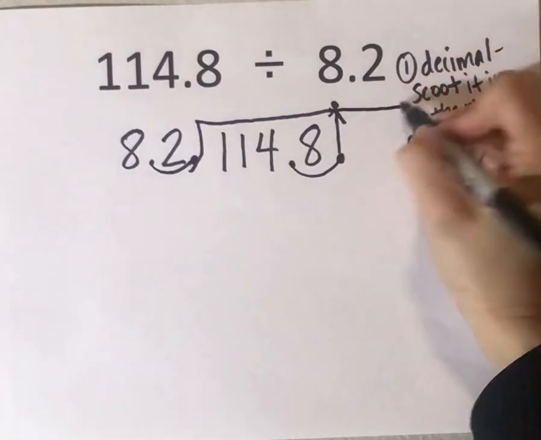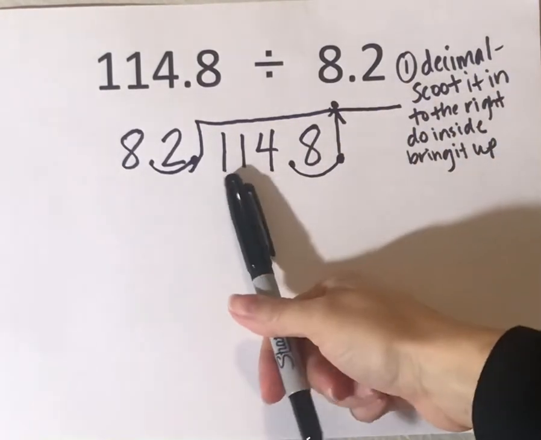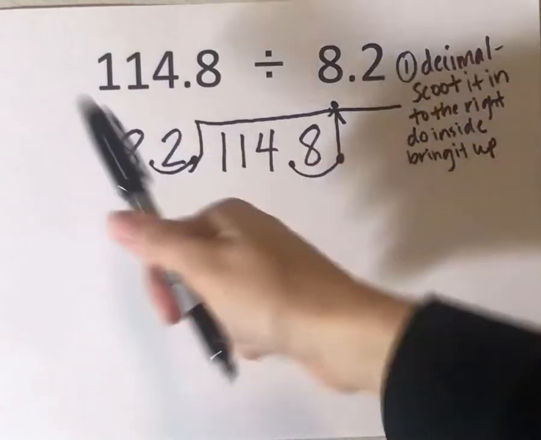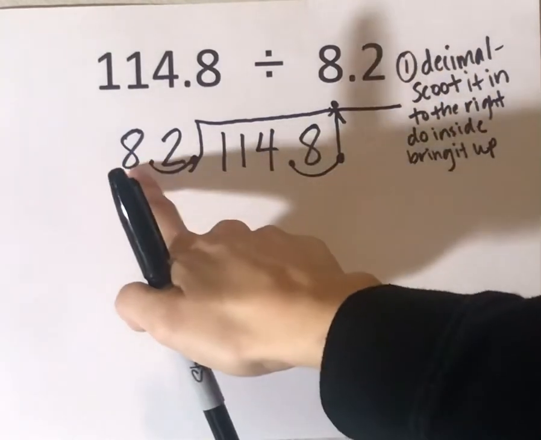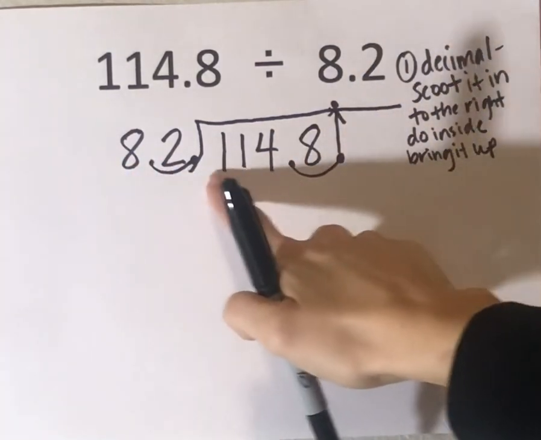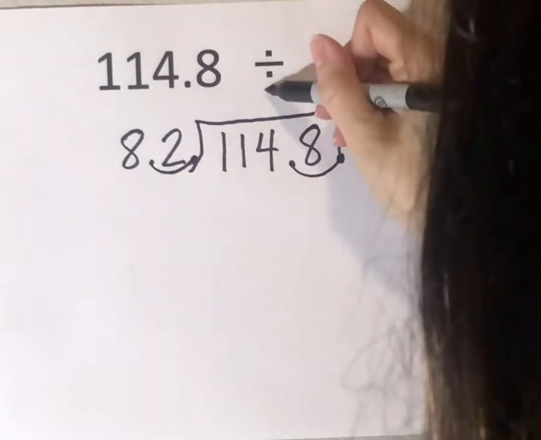I like to extend my line just in case I need to. And then we're just going to divide like normal. So now we're going to do 1,148 divided by 82. So if you remember your division, the first step we're going to do is figure out how many times 82 goes into 114. So 82 goes into 114 one time.